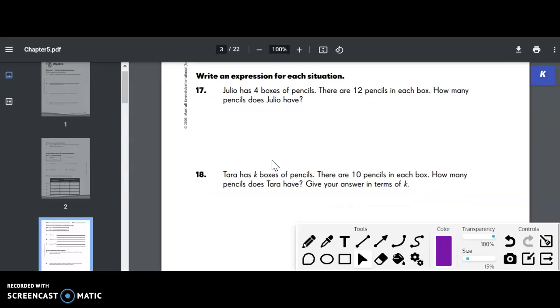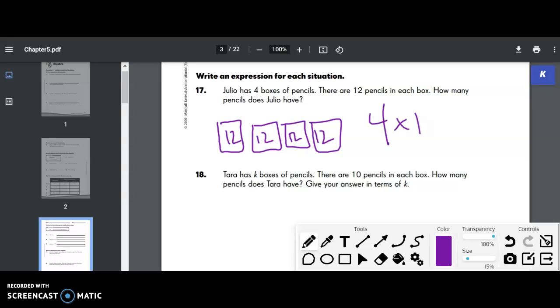All right. Julio has 4 boxes of pencils. There are 12 pencils in each box. How many pencils does Julio have? Okay, well, if I can imagine, if he has 4 boxes and each one has 12, again, we're not finding a number, but I could do 4 times 12 to get my answer. So that is my answer since it's asking us to write an expression.